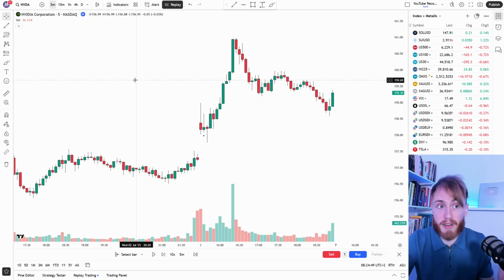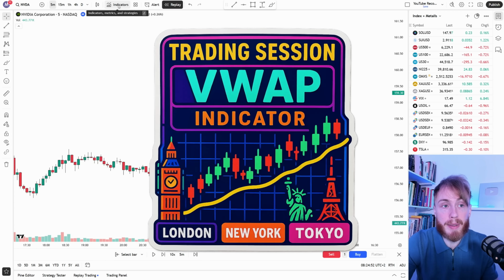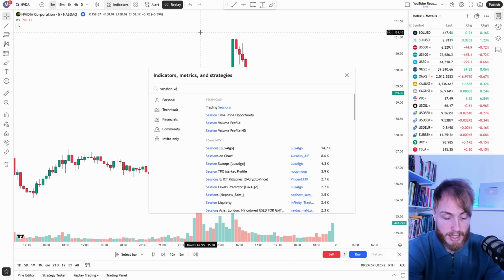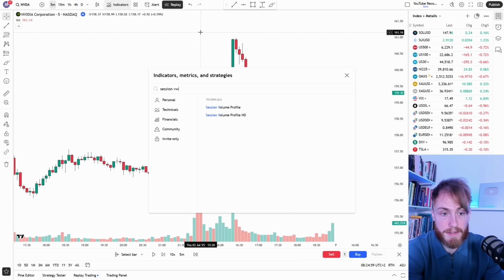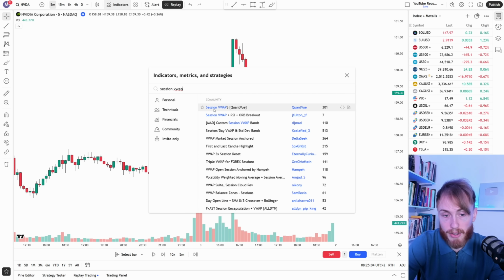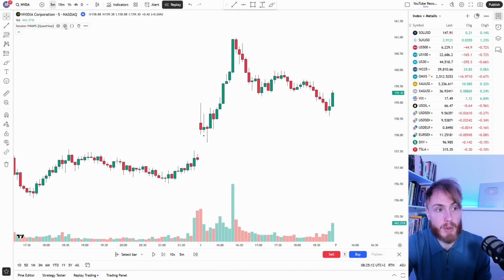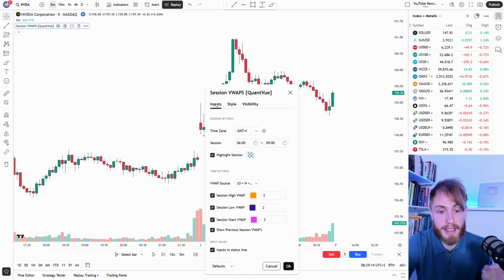And now, last but definitely not least, I want to show you guys another VWAP indicator. So let's go up here to the indicators tab and search for session, I think it was called session VWAP. Then you can go down here and open up the session VWAPs by Quant View. Let me go to the settings right here and then go to inputs. What this indicator allows you to do is choose your own trading session. So if you want to trade the London session, the Asia session, or the New York session, you can change the session right here.